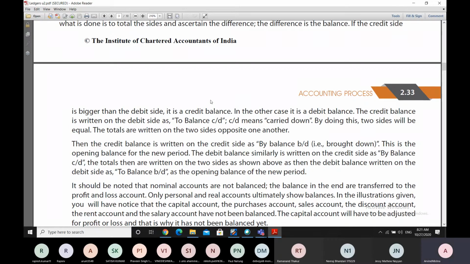Balance carried down, entry is being made on the debit side. C/D means carried down. So we put the credit balance on the debit side as "To balance carried down", and then the two sides will become equal to each other. So the totals are written on the two sides opposite one another.